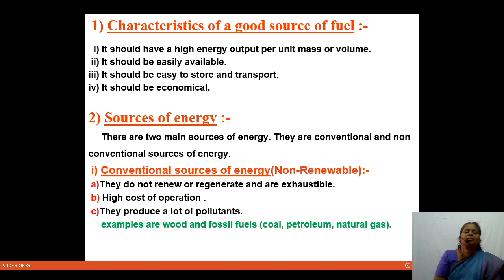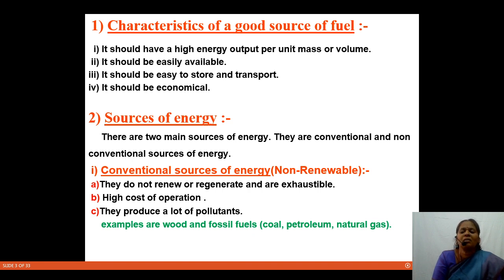These are all concepts we are going to discuss in this lesson, that is sources of energy. First of all, in our daily life, we are using a lot of fuels. In the kitchen, we use LPG, liquid petroleum gas. While traveling outside by car or two-wheeler, we use petrol and diesel. This is all a sort of fuel.